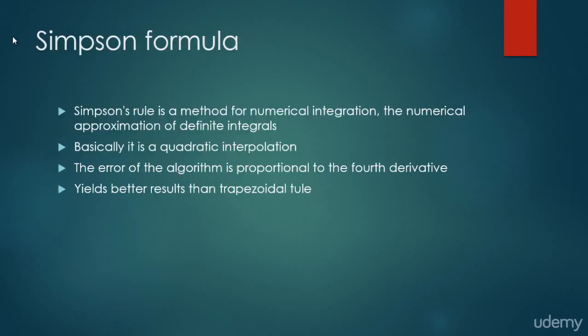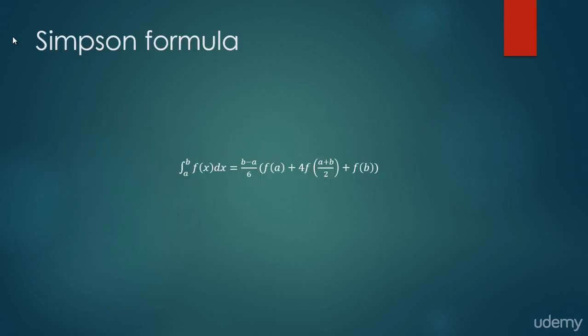Let me say a few words about Simpson's formula. It is a bit better. It is a method for numerical integration, of course, the numerical approximation of definite integrals too. Basically, it is a quadratic interpolation. So the trapezoidal rule was a linear interpolation. Here we do a quadratic interpolation, which, if you are familiar with parabolas or quadratic functions, means we want to approximate the integral with half of a parabola. The error of the algorithm is proportional to the fourth derivative, and it yields better results than the trapezoidal rule.